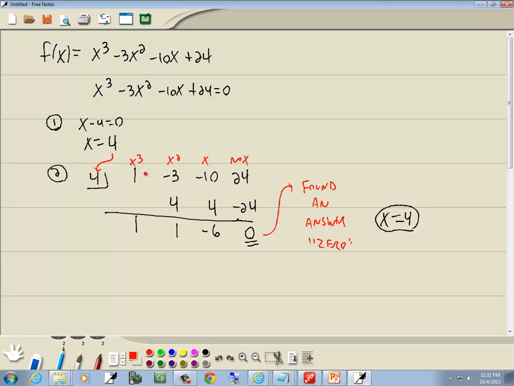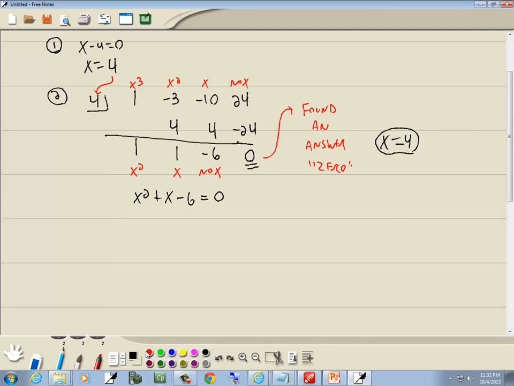Now, this started out as x to the third. This is 1 degree lower, so this will be x squared, this will be x, and this is our no x, our constant term. So we're left with x squared plus x minus 6 equal to 0. Now the reason why I set this equal to 0 is because we're finding the zeros. And whenever you're finding zeros, you're always setting it equal to 0 and solving. Well, this factors using the PST method. So this factors as x plus 3 times x minus 2.